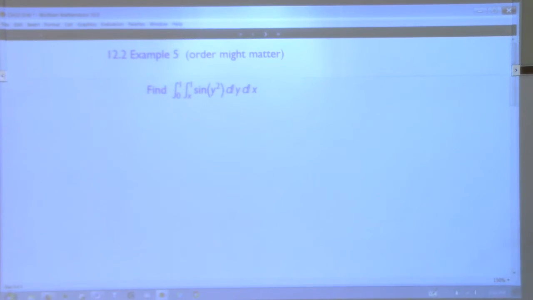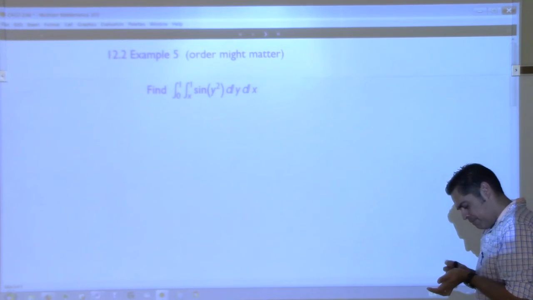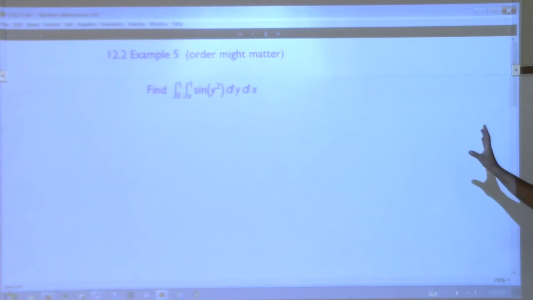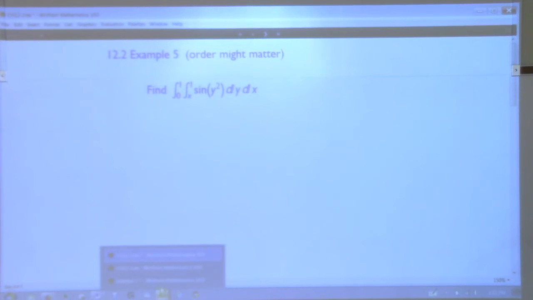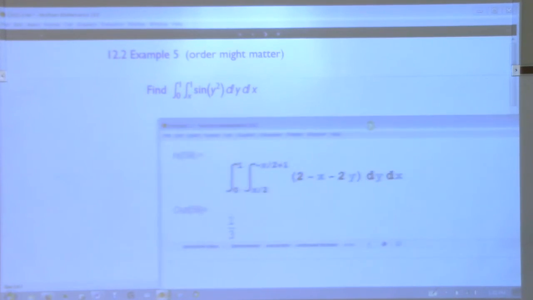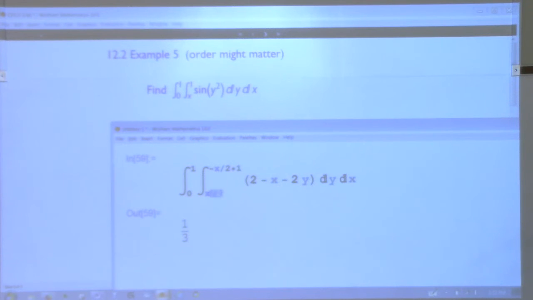All right, so this is an example of a problem where the order might matter. All right, so we want to do this double integral, and they just give you the double integral. Let's ask my computer to do that. It was 0 to 1, 0 to 1, and then it was x to 1. Whoa. x to 1, and then here's where things get real weird. We have sine of y squared.